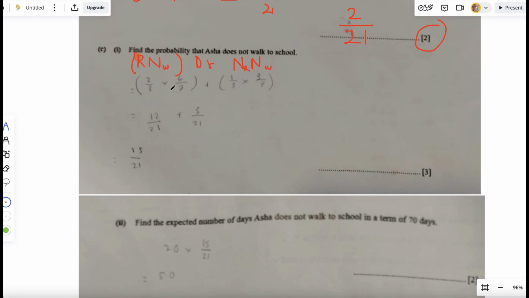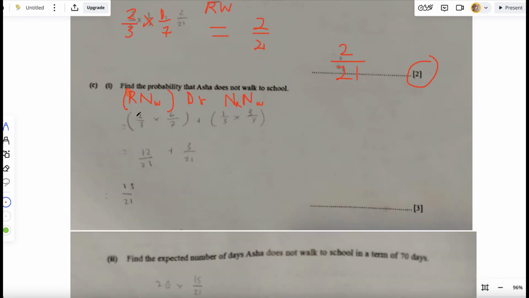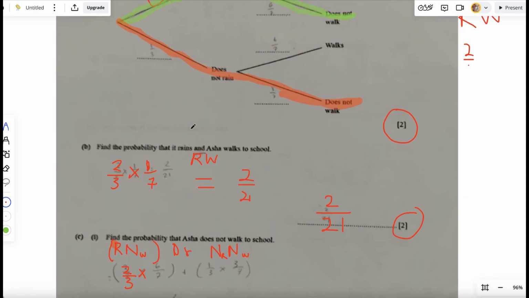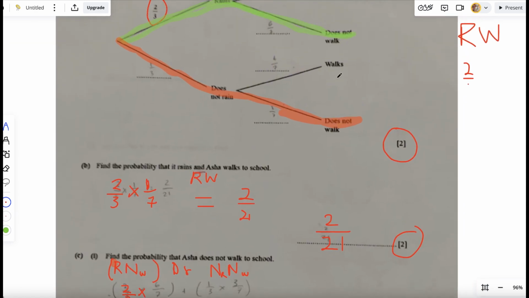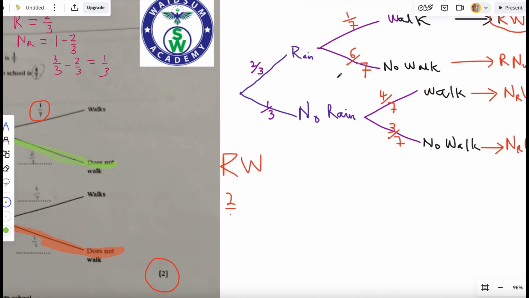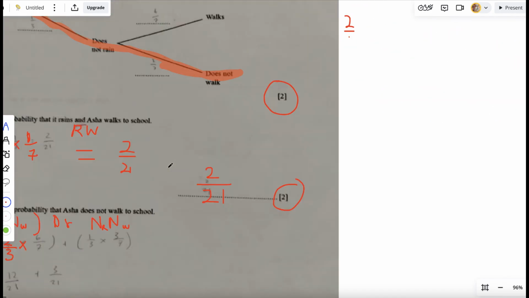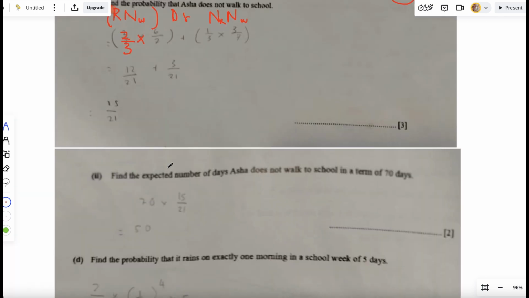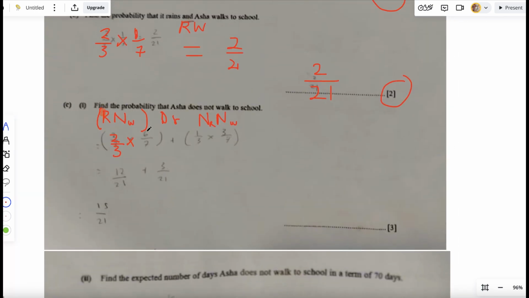So now let's look at the probability branches. Probability of rain is 2 over 3. So we say 2 over 3 times, when it didn't rain, Aisha did not walk to school, is 6 over 7. No rain and no walk to school is 6 over 7. So we're going to multiply rain with no walk to school, 6 over 7.